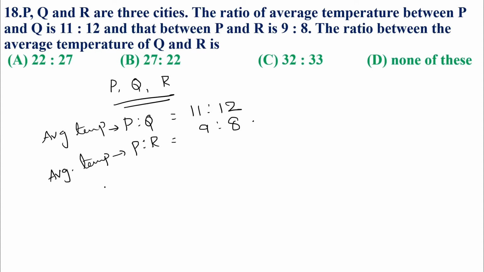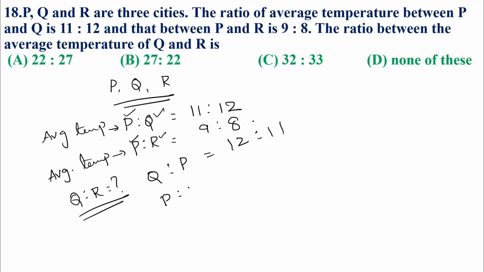I need to calculate the ratio between the average temperature of Q and R. Q is present here and R is present here. I need to add all these, so I should get P, Q, R. For that, here in the first equation P and in the second equation P is the same. So make sure that P is in the middle. So this will become 12 is to 11, and P is to R means 9 is to 8.